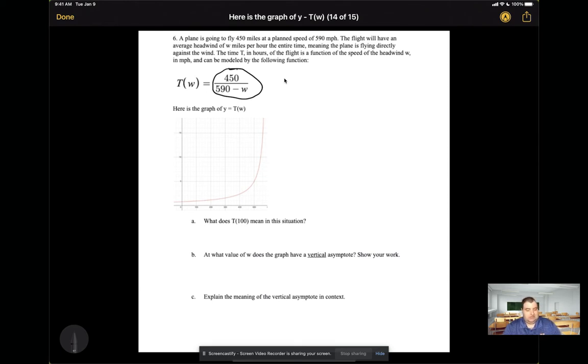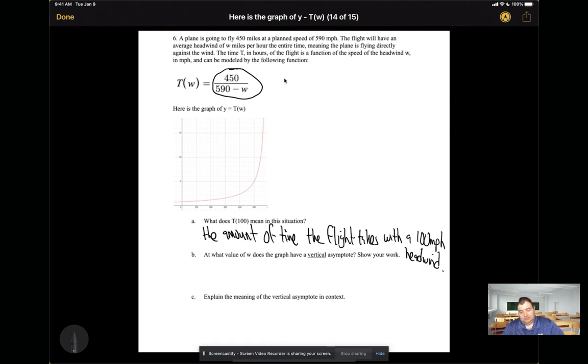So what does T of 100 mean in this situation? It means the amount of time the flight takes with a 100 mile per hour headwind. So T of 200 would be the amount of time it takes with a 200 miles per hour headwind, and so on and so forth.